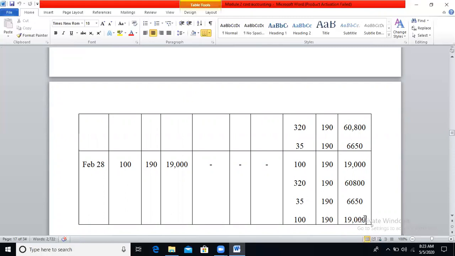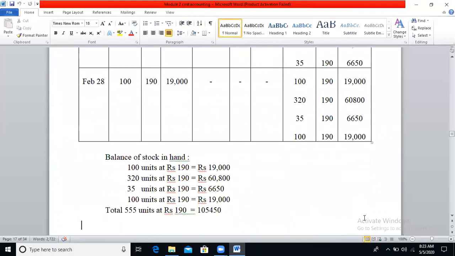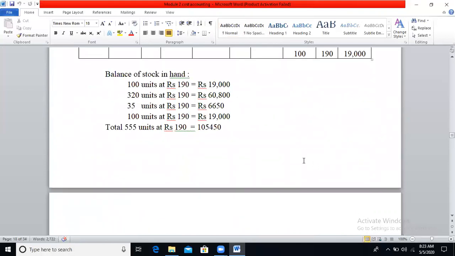So by this, all the transactions are recorded. Now you have to show the balance of stock or closing stock. 100 tons at rupees 190, 320 tons at rupees 190, 35 tons at rupees 190, 100 tons at rupees 190. If you total all these units, you will get 555 units because we have the same price. If you calculate the total value, 555 units into 190, you will get 1,05,450.